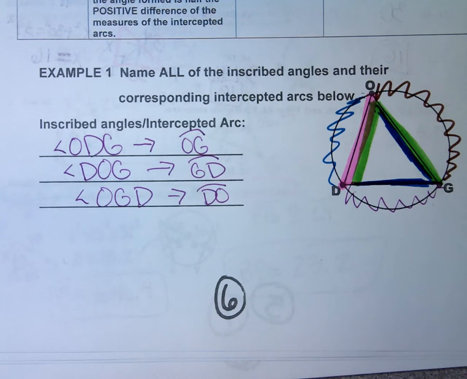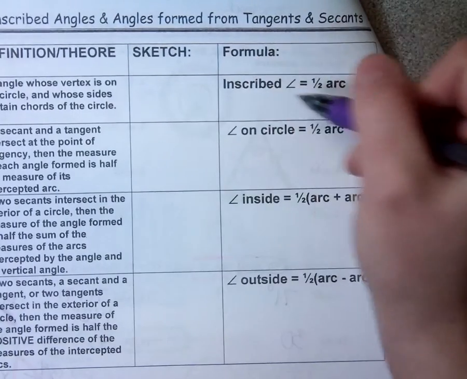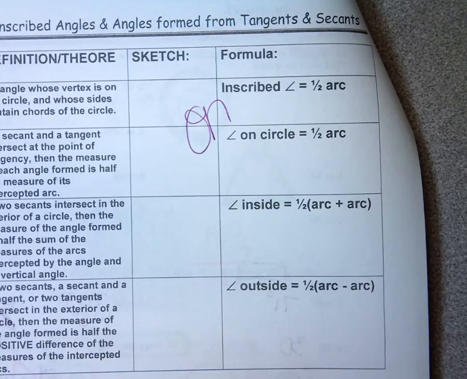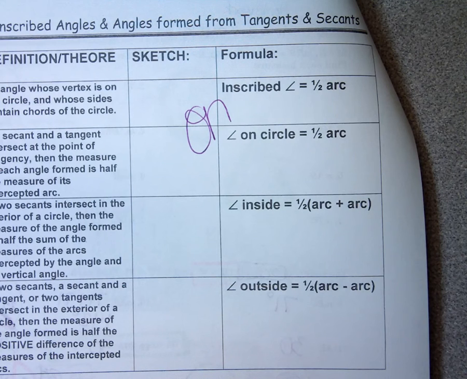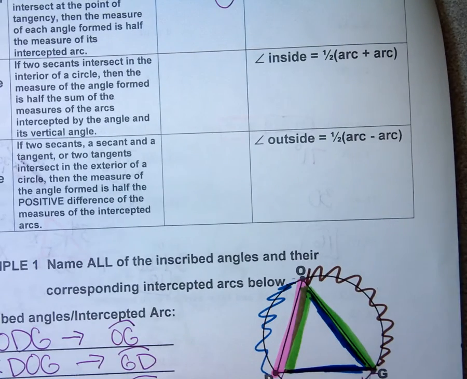Okay, so basically what we're going to do when we see our problems, we're going to figure out if the angle is on the circle, outside the circle, or inside the circle. If the angle is ever on the circle, like these two right here, we're going to take half of the arc. If the angle is inside the circle, we'll take half of the two arcs added together. And if the angle is outside the circle, we'll take half of the biggest arc minus the smallest arc. Okay? So let's look at some.